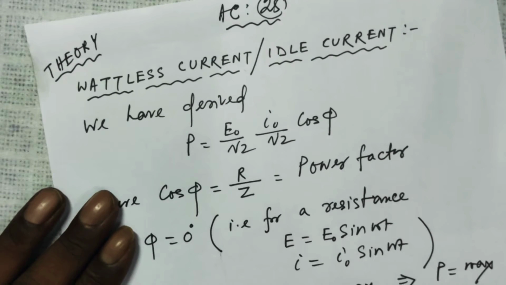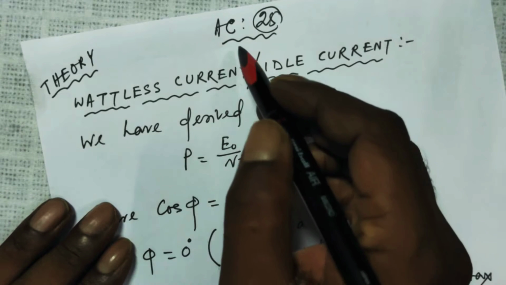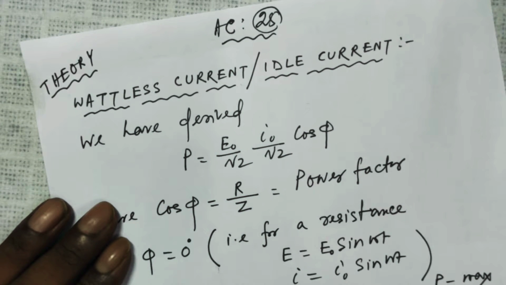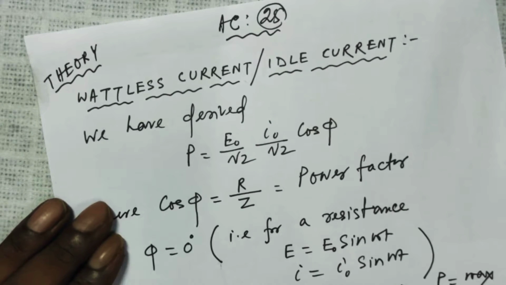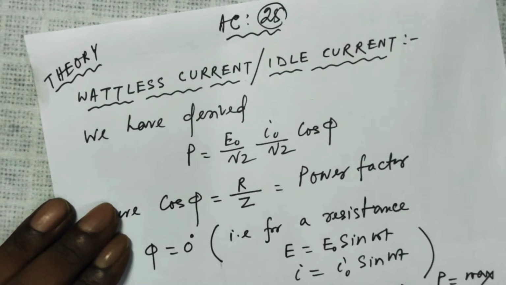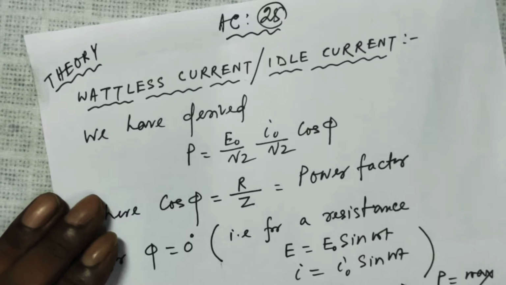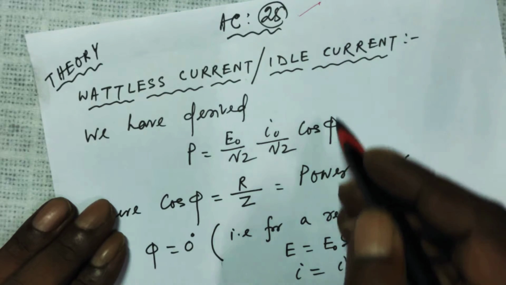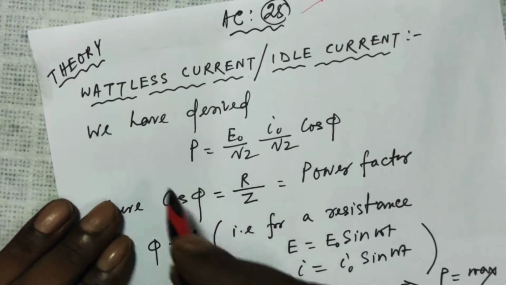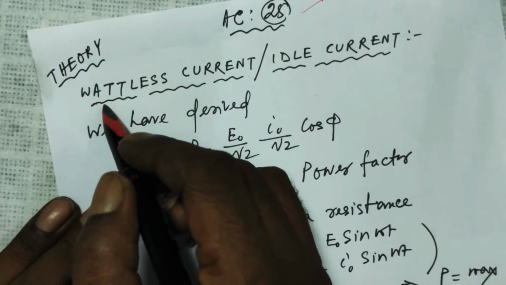ओके डियर स्टूडेंट्स, अब चलते हैं अल्टरनेटिंग करंट लेसन 25. Lesson 26 will be your last lesson on alternating current. Then we'll move on to a few devices like transformer and AC generator, and that will finish your total alternating current and devices working on alternating current. So alternating current 25. Now we'll be discussing wattless current.